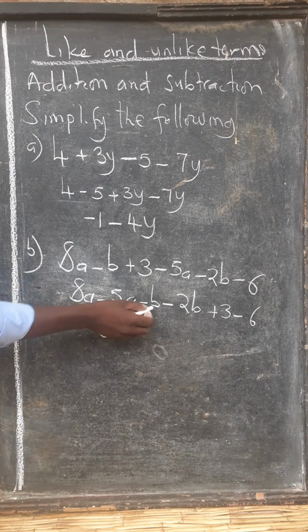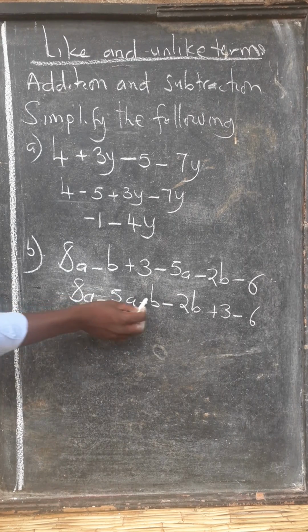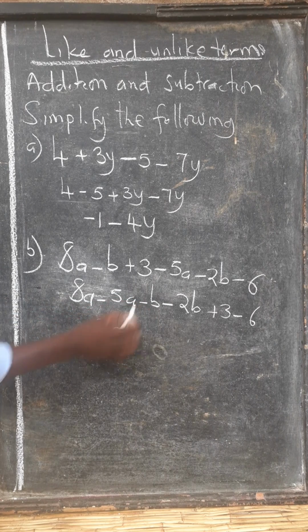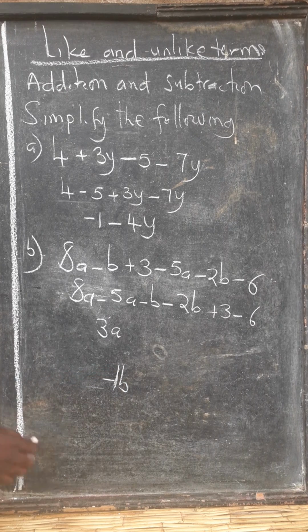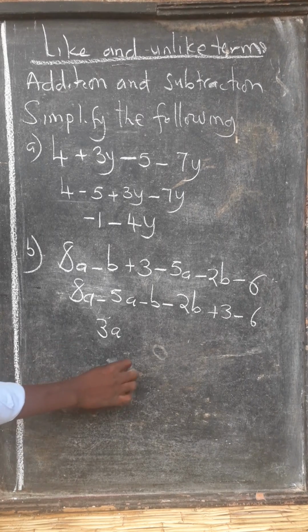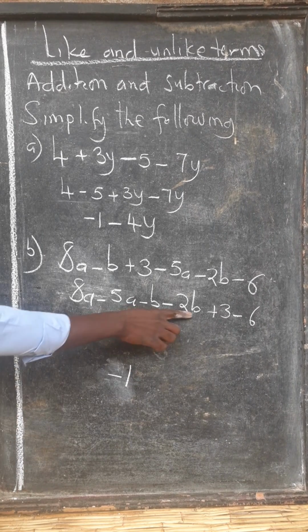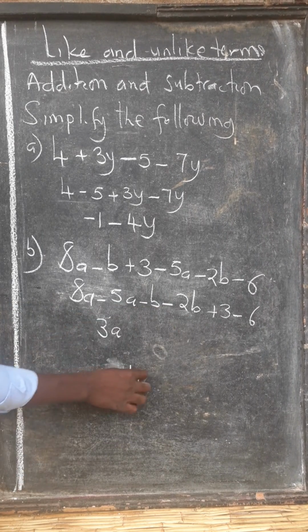Then when you come to b, what is the coefficient of this b here? You've got minus b. We have got an invisible one here, which does not change anything. So the coefficient of this b is minus 1. Then you come also to this one. The coefficient of this one is minus 2.